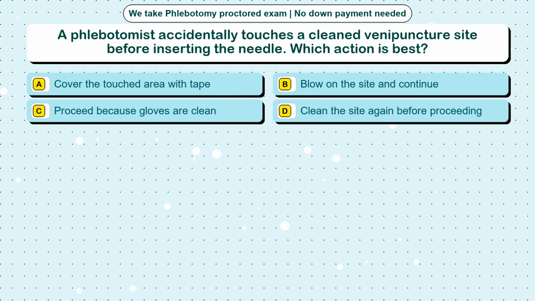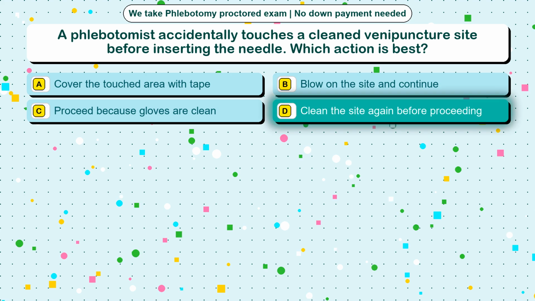Question 14. A phlebotomist accidentally touches a cleaned venipuncture site before inserting the needle. Which action is best? Option A. Cover the touched area with tape. Option B. Blow on the site and continue. Option C. Proceed because gloves are clean. Option D. Clean the site again before proceeding.